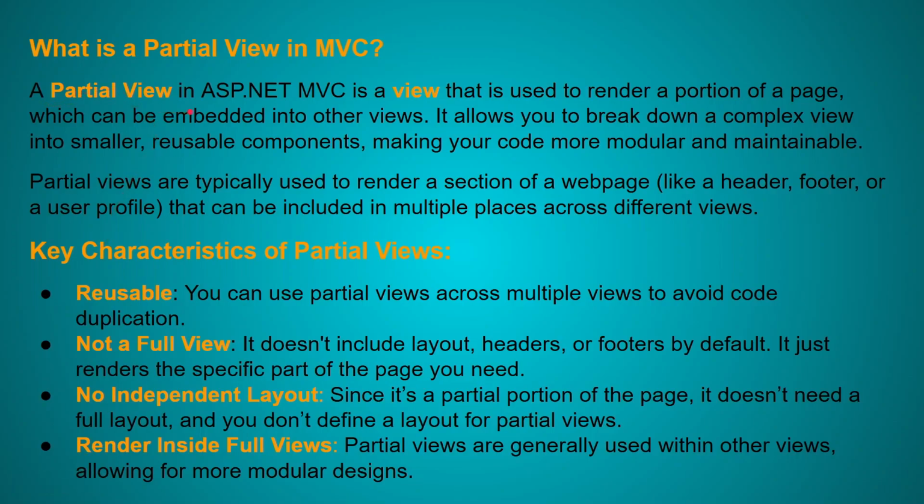A partial view in ASP.NET MVC is a view that is used to render a portion of a page which can be embedded into other views. It allows you to break down a complex view into smaller reusable components, making your code more modular and maintainable. Partial views are typically used to render a section of a web page like header, footer, and a user profile that can be included in multiple places across different views.